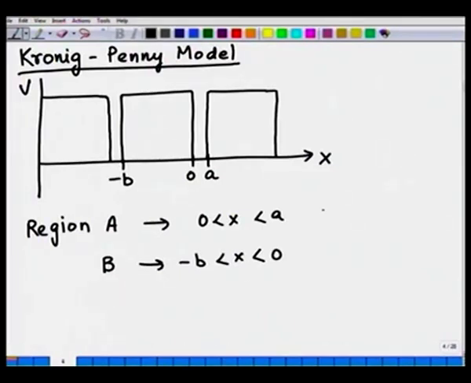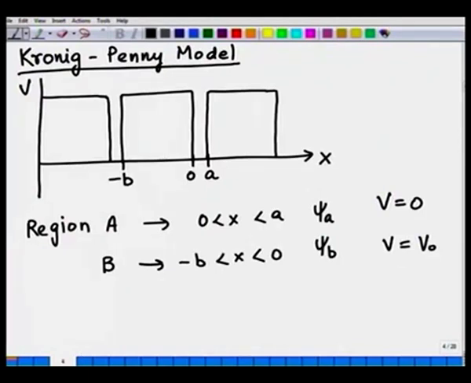In this region, the wave function we are going to call psi of A. In this one, we are going to follow the wave function as psi of B. These are the two wave functions in these two regions which we are going to solve for in this particular problem. So, what do we have? In region A the potential is equal to 0, in region B the potential is equal to V0. So, now what is the problem at hand? The problem at hand is, in this potential we want to solve the Schrodinger equation.